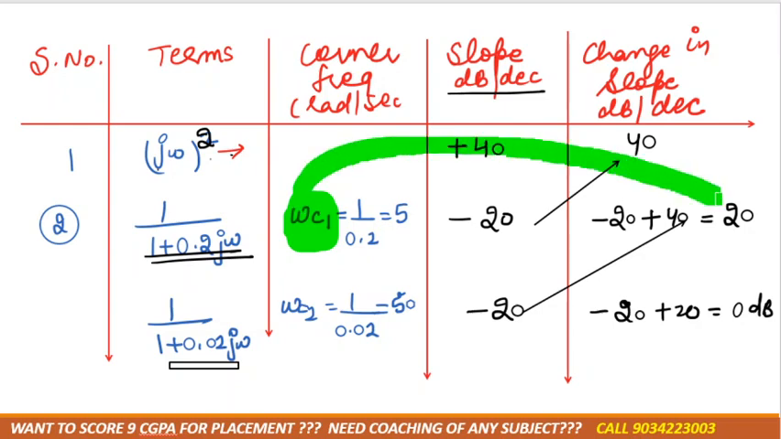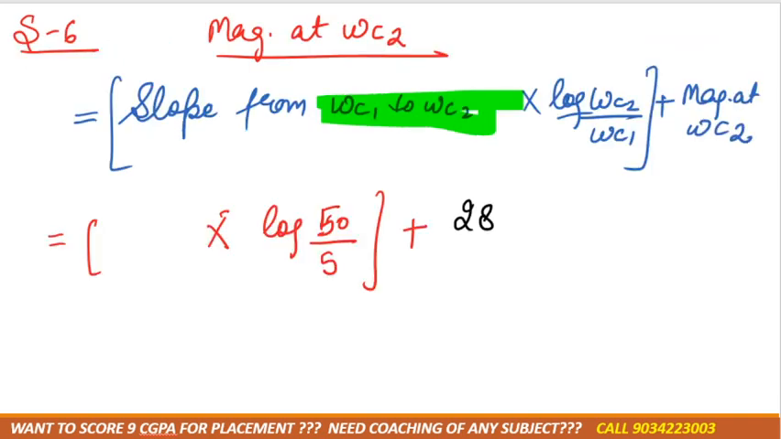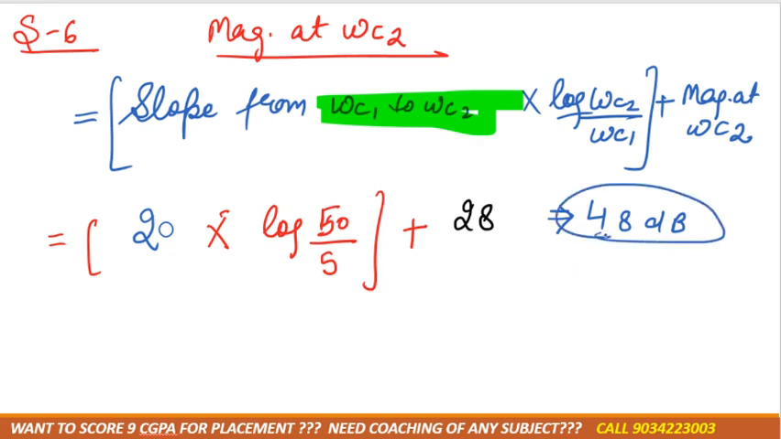What is the change in slope of omega c1 to c2? That is 20 decibel. Got it? So we can substitute the value of 20 over here, then we'll solve it. After solving, tell me the value. So we got it as 48 decibel. Let's draw the graph based on that.